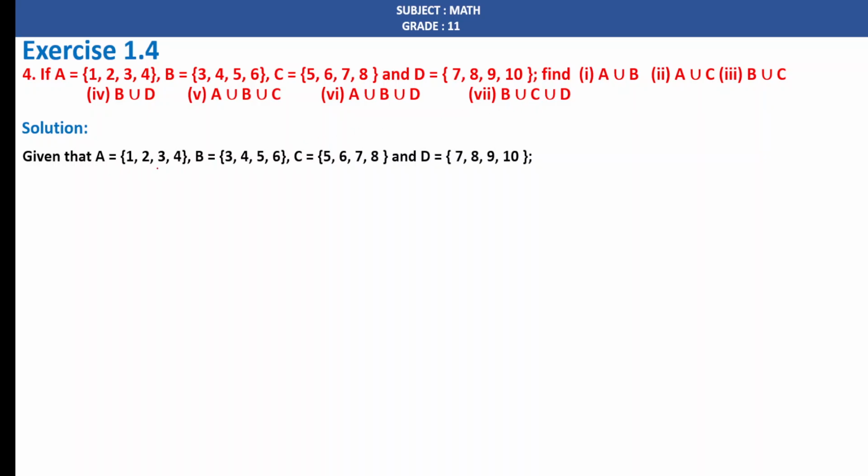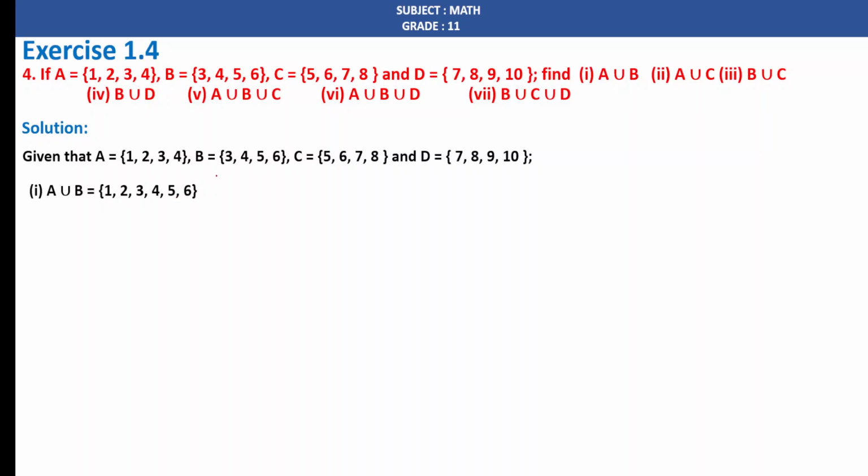Given that A is equal to {1, 2, 3, 4}, B is equal to {3, 4, 5, 6}, C is equal to {5, 6, 7, 8}, D is equal to {7, 8, 9, 10}. So these are the elements in each set. Then we need to perform A union B. So A union B is equal to {1, 2, 3, 4, 5, 6}, because in B and A, 3, 4 are common. So it's {1, 2, 3, 4, 5, 6}.